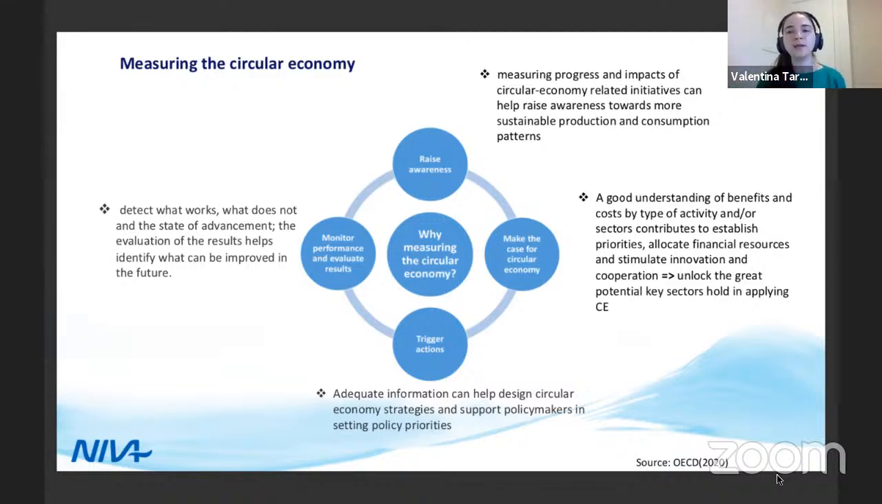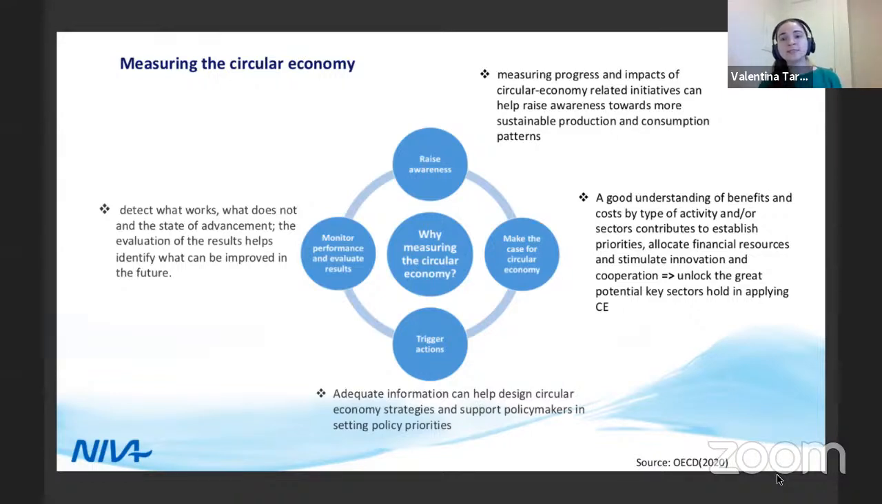Apart from raising awareness towards more sustainable production and consumption patterns, a good understanding of benefits and costs by type of activity and or sectors can contribute to establish priorities in the transitioning process, to allocate financial resources, and also to stimulate innovation and cooperation. In other words, to unlock the great potential that many sectors hold in applying the circular economy. In addition, adequate information can help design circular economy strategies and support policymakers in setting policy priorities.